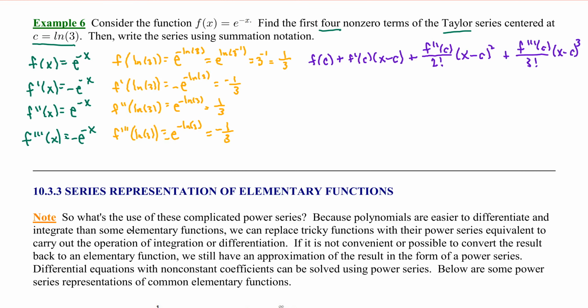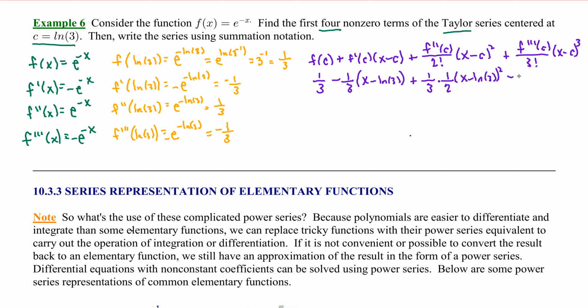We needed fewer derivatives on this problem because, again, on the previous problem, we had so many 0 coefficients popping up. So f of c, which in this case is natural log of 3, generated the value 1/3. F prime of c is -1/3, and x minus c would be x minus natural log of 3. Next, f double prime of c was +1/3. We have a 2 factorial in the denominator. I'm just going to express that as 2. X minus c is x minus natural log of 3, and we square that.